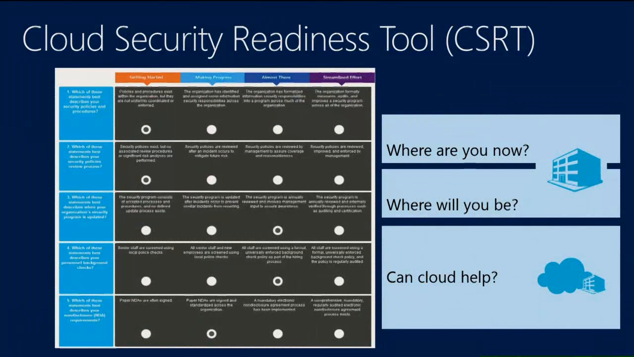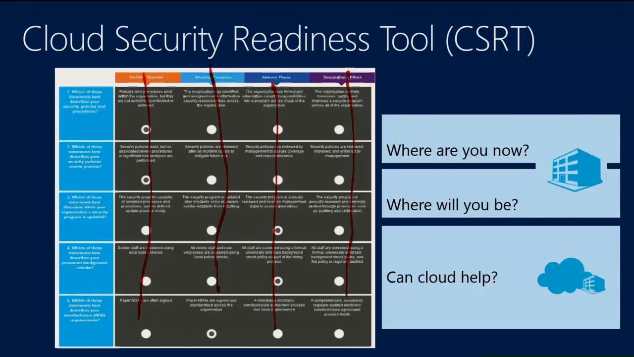So what does the tool do that I'm trying to lead up to? The Cloud Security Readiness tool is designed to take 27 of the controls from the 98 and creates a language that's very simple to digest, based on a maturity model. The premise is you can be in the getting started category, so we place you here, making progress, almost there, or in a streamlined effort. You select the radio button.